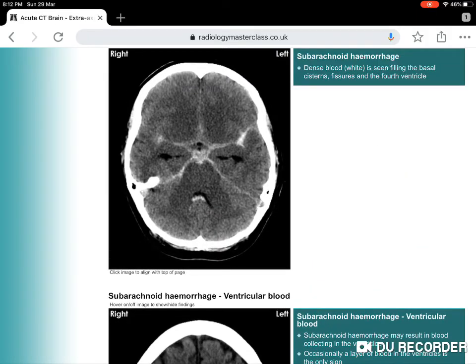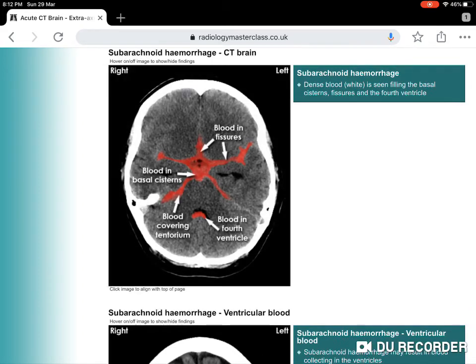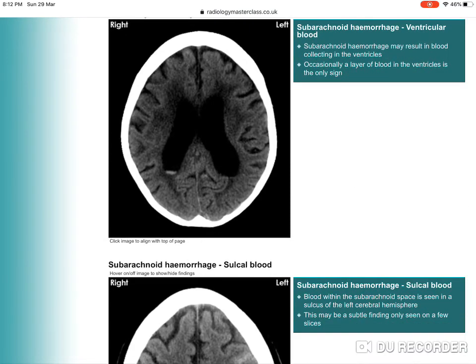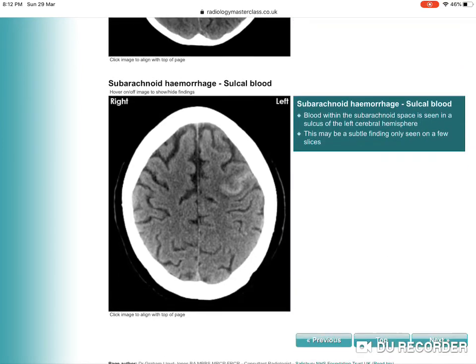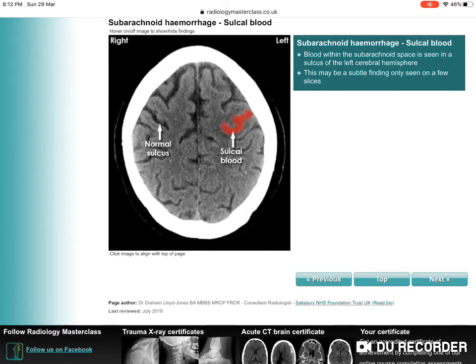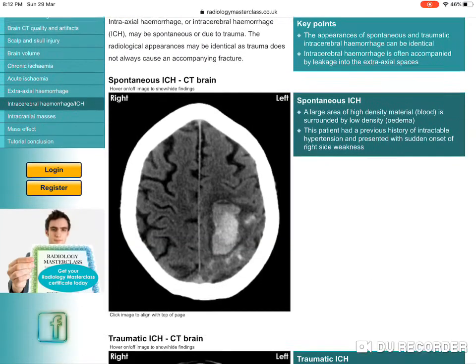Subarachnoid hemorrhage. Dense blood is seen filling the basal cisterns, fissures, and the fourth ventricle. Subarachnoid hemorrhage, ventricular blood. Subarachnoid hemorrhage may result in blood collecting in the ventricles. Occasionally, a layer of blood in the ventricles is the only sign. Subarachnoid hemorrhage, sulcal blood. Blood within the subarachnoid space is seen in a sulcus of the left cerebral hemisphere. This may be a subtle finding only seen on a few slices.